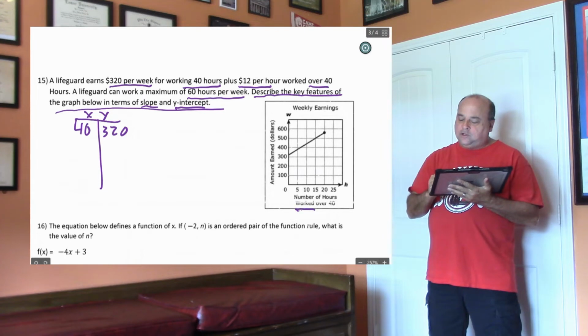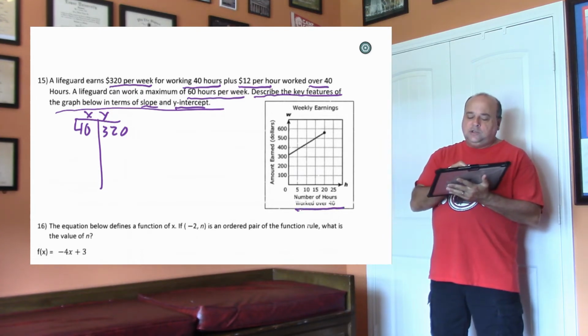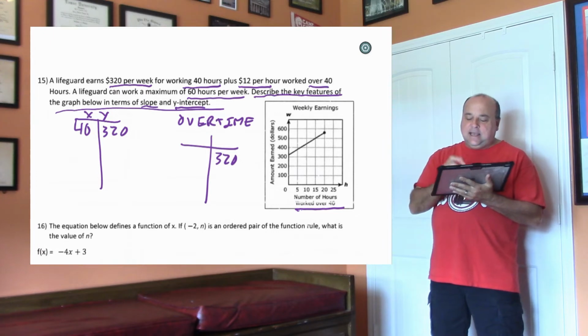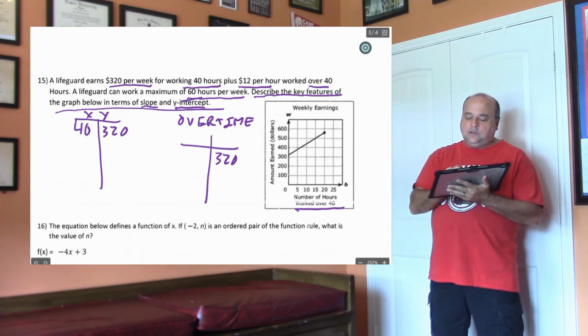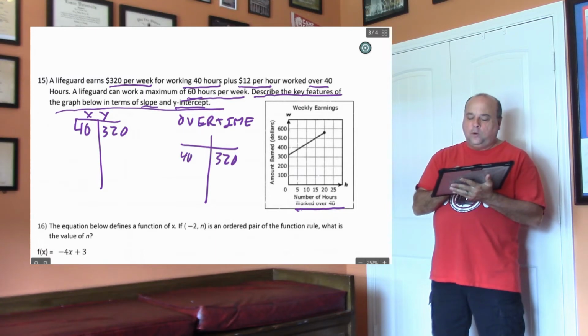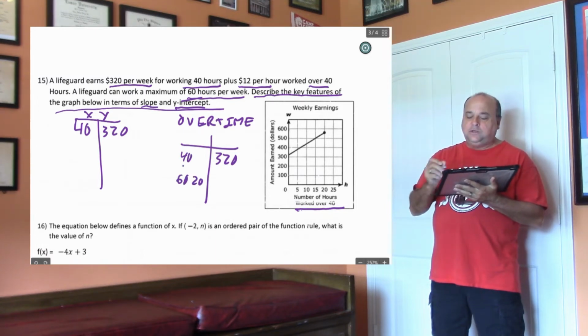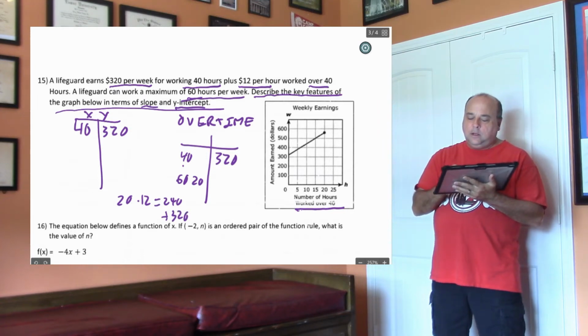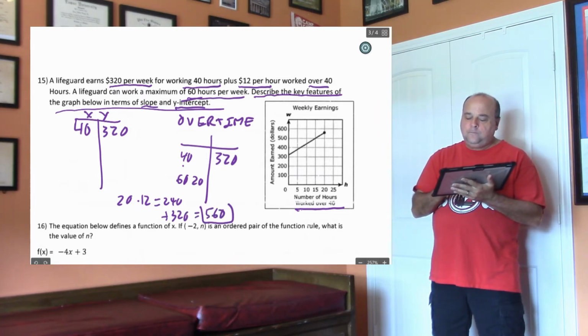It actually is a starting number. So this right here is worked over 40 hours, okay? So before overtime, let's write down overtime. Before overtime, if you work 40 hours, you get $320, okay? Now then, you can work 60 hours. So from 40, this is kind of confusing, from 40 to 60 is 20 hours in it. So 20 times 12 is 240, and 240 plus the 320 is the 560. So for 20 hours of overtime, I get 560.